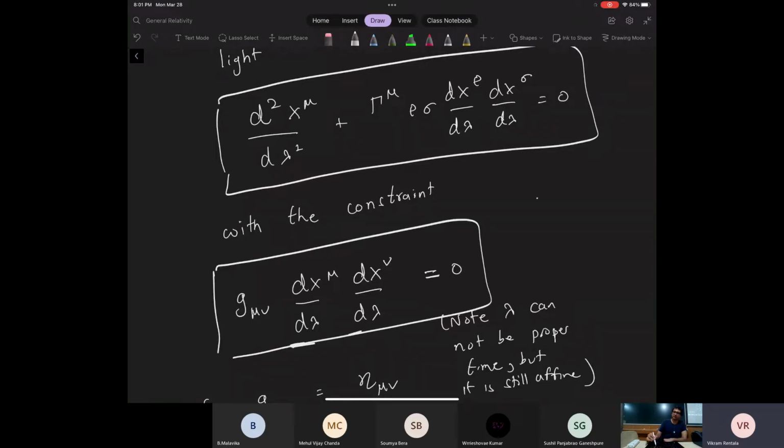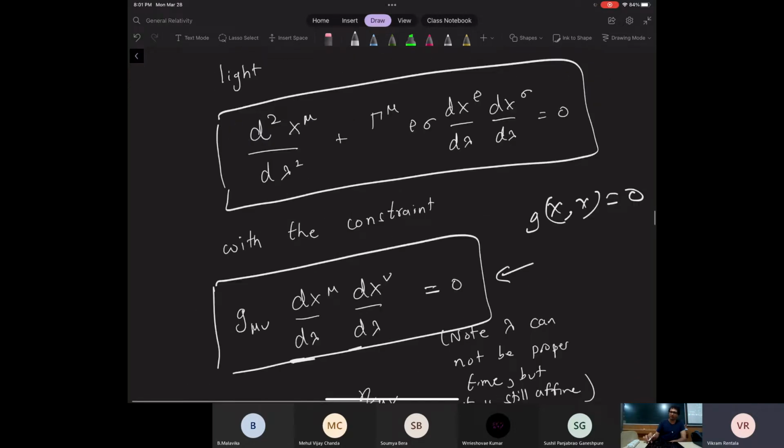That is, g_μν (dx^μ/dλ)(dx^ν/dλ) is 0. In components you write it out like this. That is, the tangent vectors are always null. They have 0 norm. One thing to note is that unlike what we did for time-like observers, which are massive particles, where we argued that if lambda is an affine parameter, then lambda can be written as a tau plus b, where tau is the proper time experienced by a massive observer following a time-like trajectory.